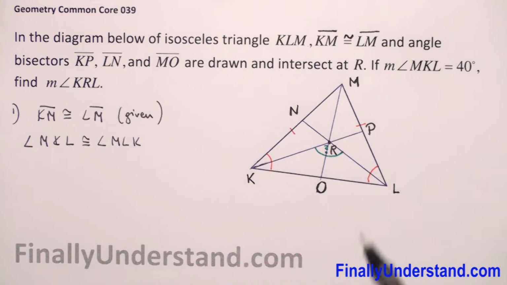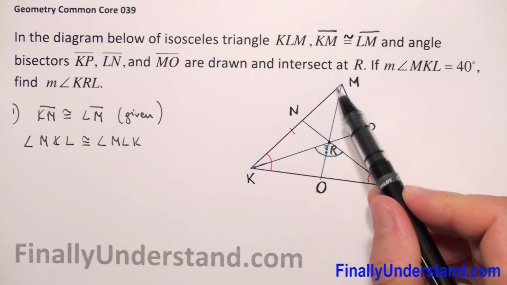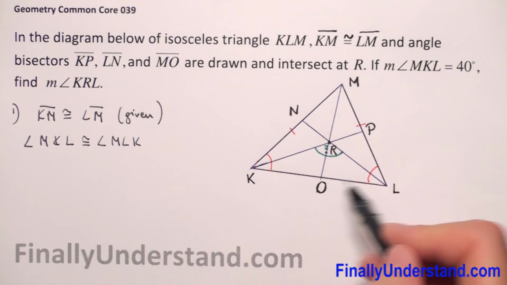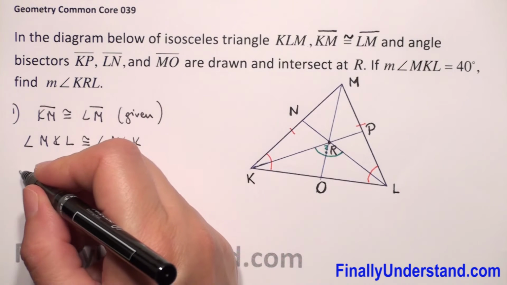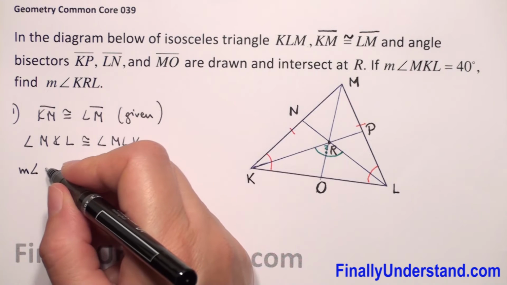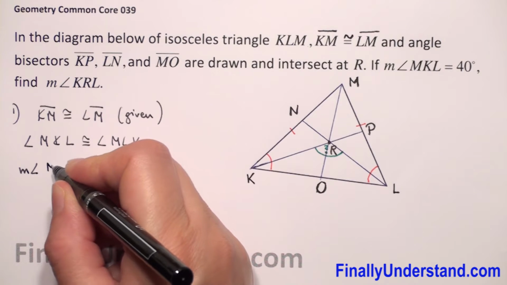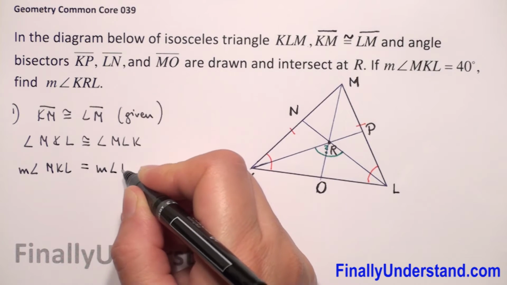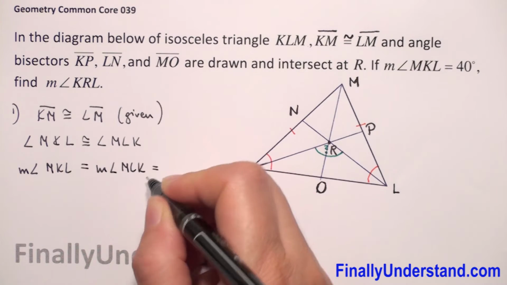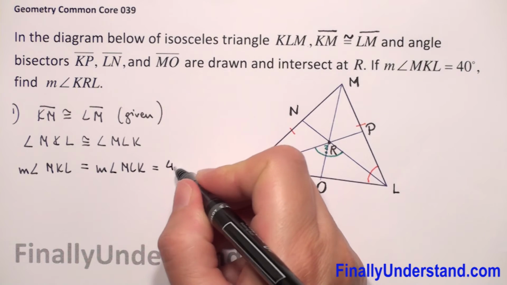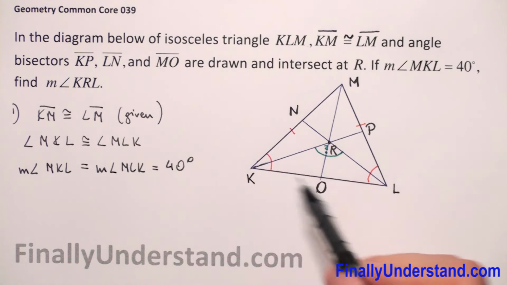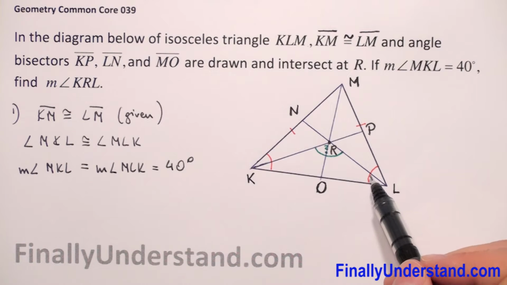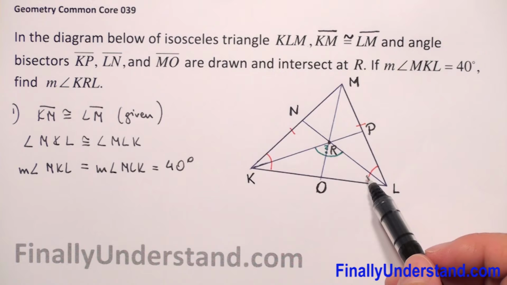So we are given that the measure of angle MKL is 40 degrees. It means, because these two angles are congruent, that the measure of angle MKL is equal to the measure of angle MLK, and it is 40 degrees. Also, these two angles are congruent and they have 40 degrees. And the measure is 40 degrees.